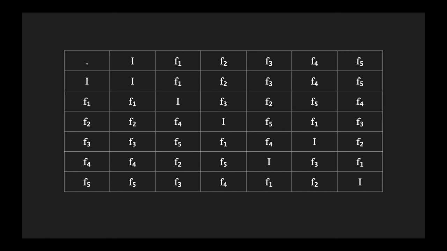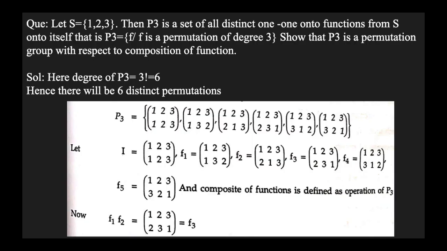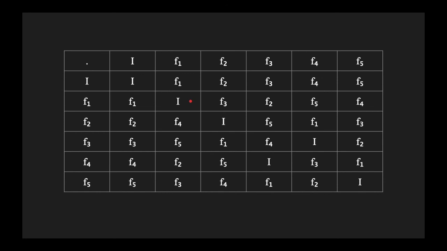The third one is the existence of identity. Here, what will be the identity element? It is very obvious: I, which is 1 goes to 1, 2 goes to 2, 3 goes to 3. So identity is there.